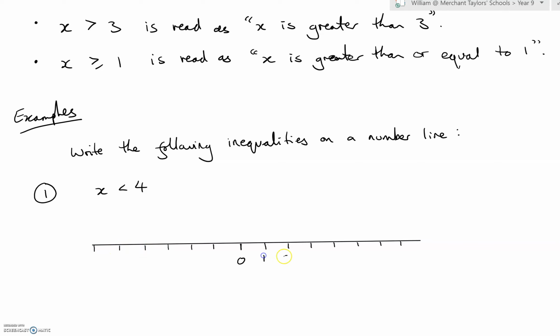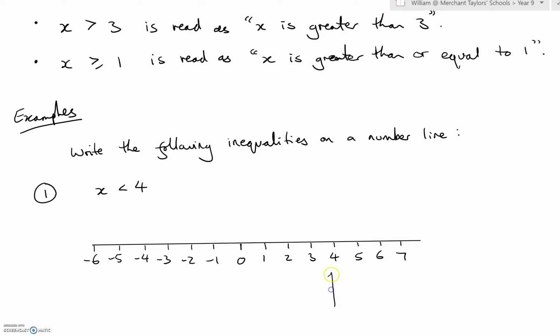So just about right, and we'll have 1, 2, 3, etc. Doesn't matter if you don't quite get to 7, but try and make it similar. So I've only got to -6, that's fine for this one. So x less than 4, how would we write this on a number line?